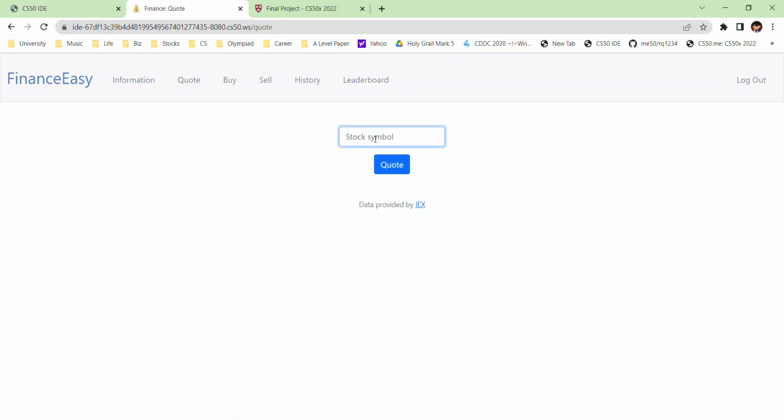Next we go to quote. Quote is just for us to understand more about the price of the current stock. For example, we type in Apple. Yes, we are able to know the price of an Apple share. This will allow us to make a more informed decision.